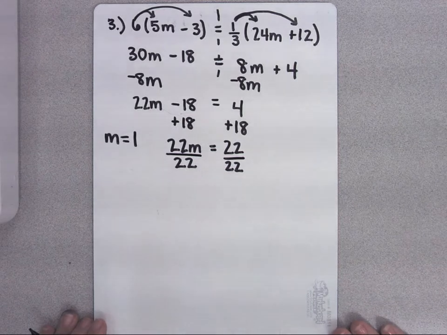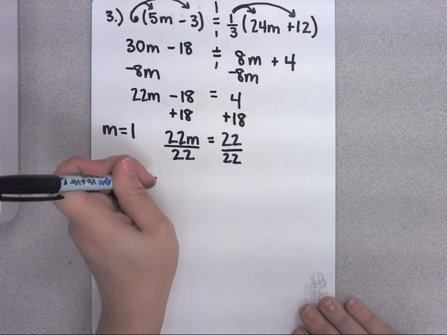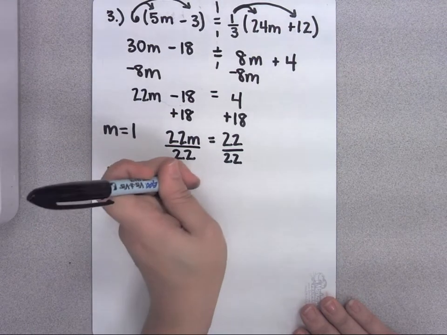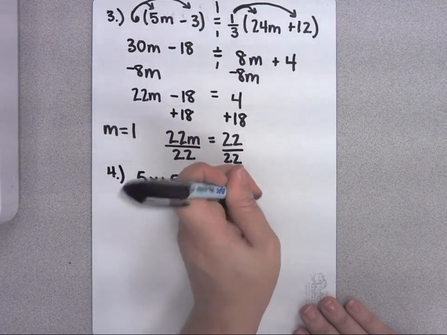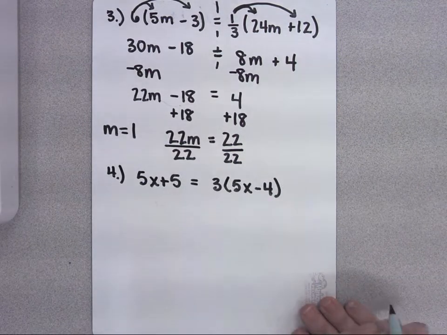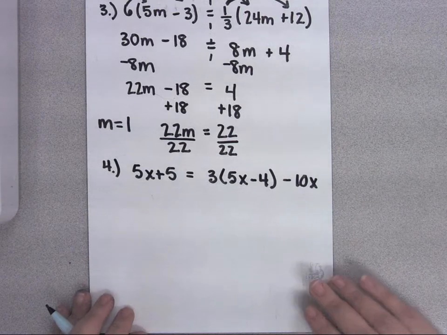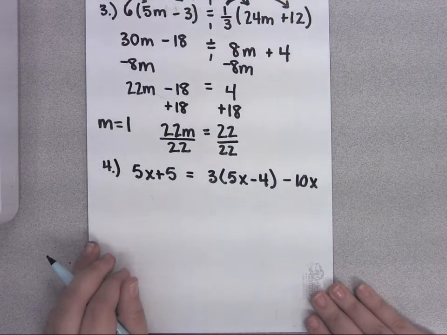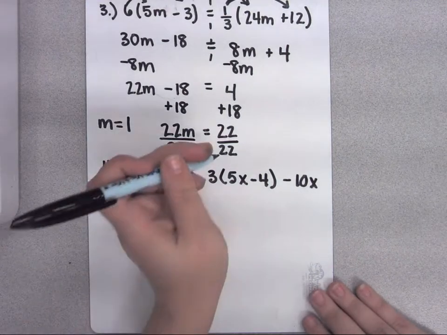Now, let's talk about this. 5x plus 5 equals 3 parentheses 5x minus 4, close your parentheses, minus 10x. What are we going to do first? Distribute.